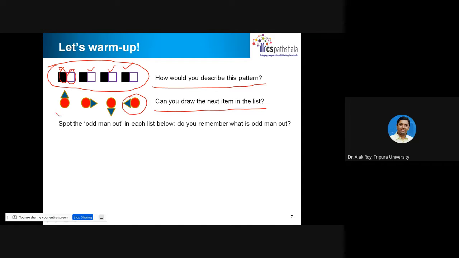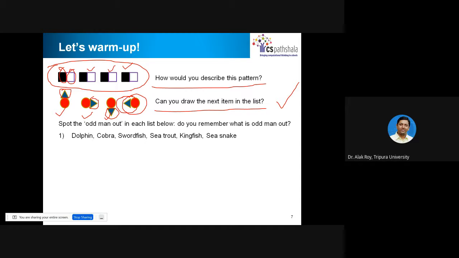So if you have these three, first, second, third, you can observe that it is at the top, then a 90-degree rotation, then a 90-degree rotation. So easily you can guess that the next will be here. Okay, so it is based upon the observation of the pattern. Okay, so spot the odd man out in each list below.